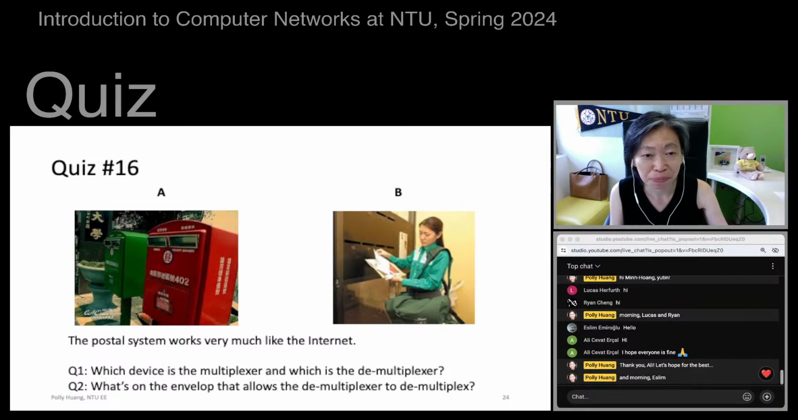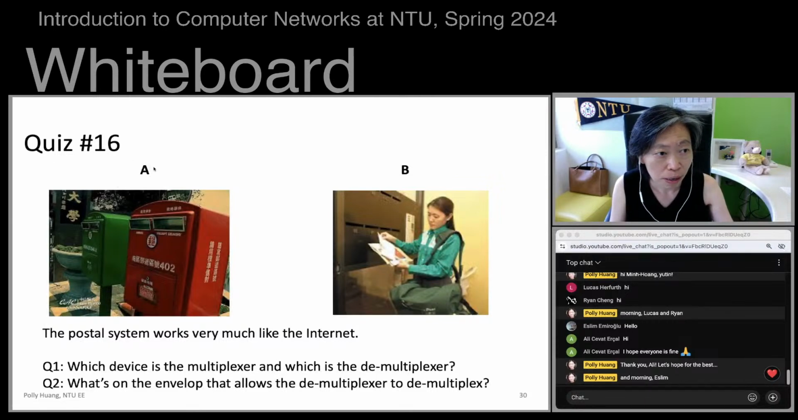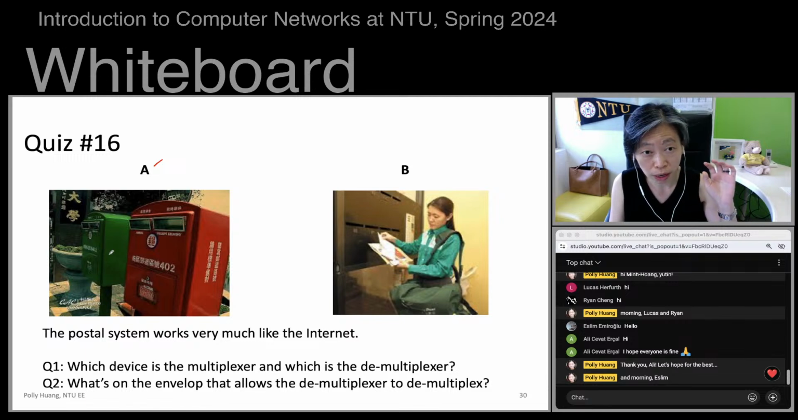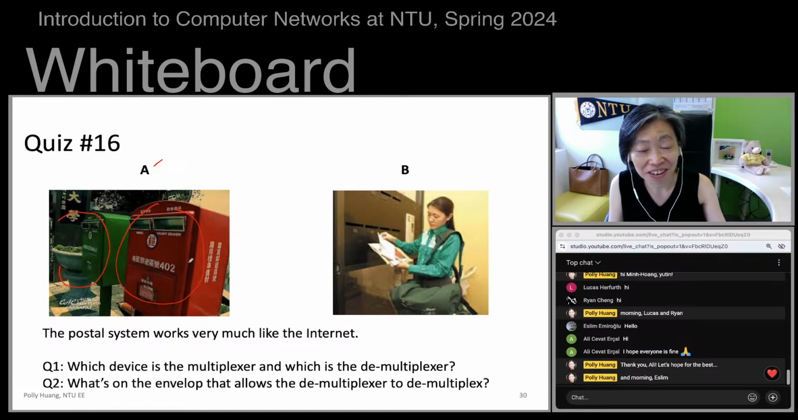So quiz 16. What you're seeing here are two pictures. The one on the left, I call the A picture. These are the mailboxes to hold outgoing mail. When you have the letters ready and have the stamps on, you drop them into these mailboxes. The green one is for domestic mail, and international mail goes to the red box. The red box also takes expedited mail as well.